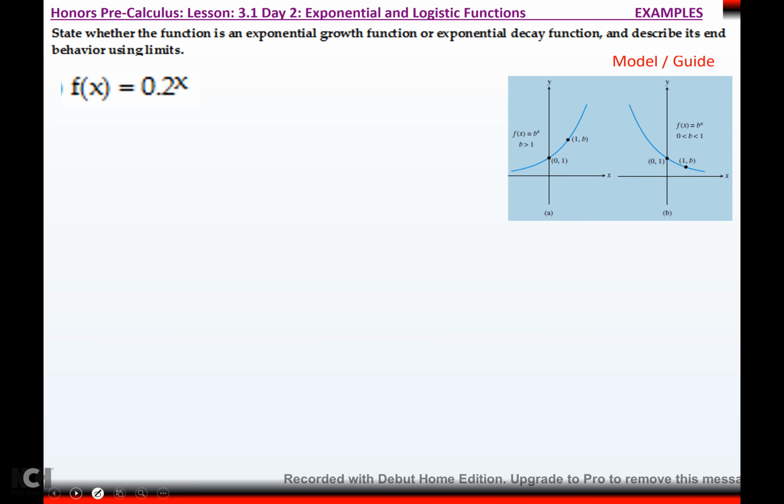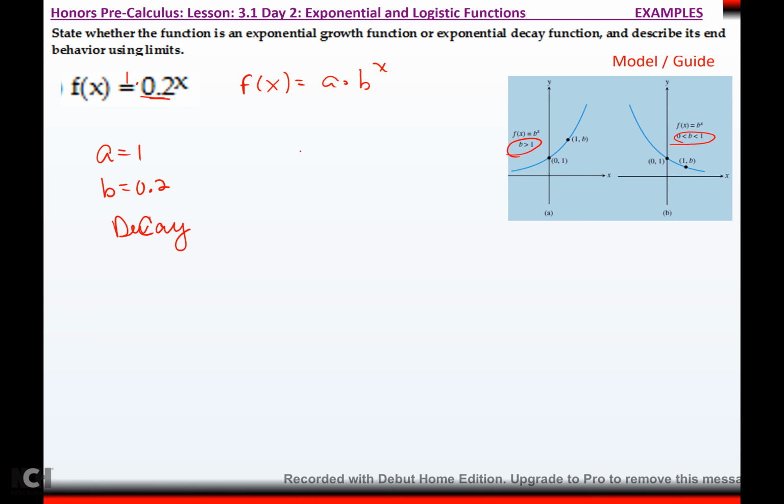All right, so it says state whether the function is an exponential growth function or an exponential decay function and describe its end behavior using limits. Well, my a would be 1. If I rewrote this as a times b to the x, this has to be my b, which means if they're not writing it, they're multiplying by 1. So b would be 0.2. And you got to look: either b is greater than 1 or it's between 0 and 1. And 0.2 is between 0 and 1, which means that this is decay.